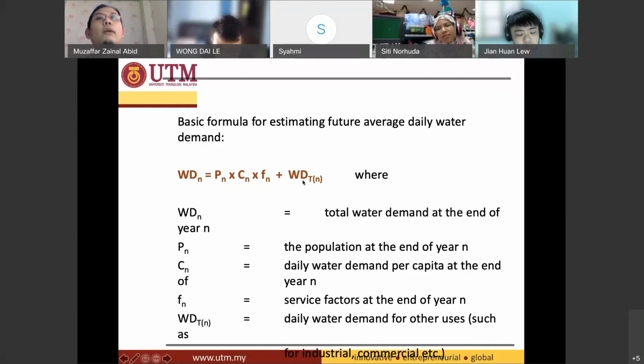Something else means, what about the industrial area in the year 3000? What about the public usage like hospitals, places of worship like mosques or temples and so on? And then for fire purposes. Those are the water demand due to something else. If you have heavy industries or even small industries, it also will contribute to the water demand for that year.